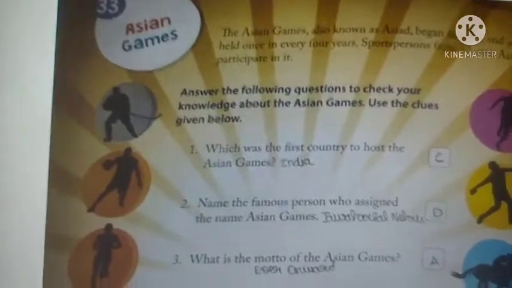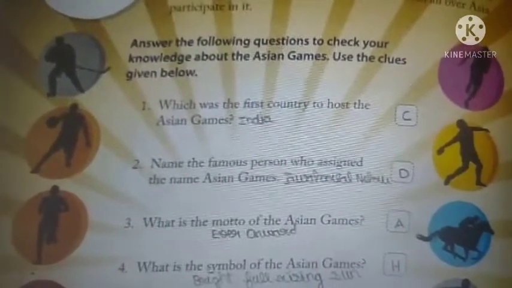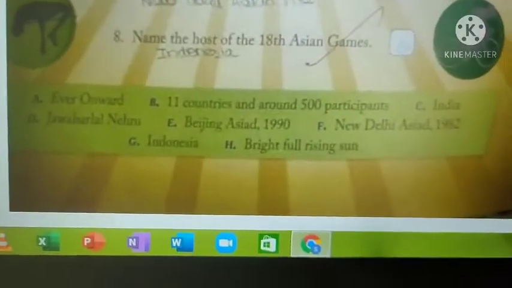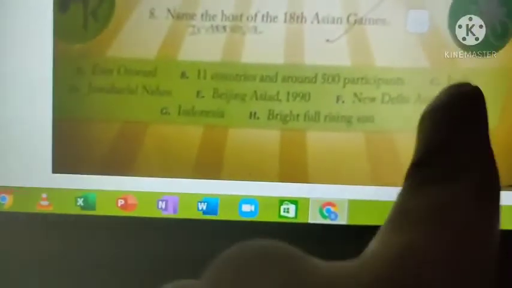Chapter number 33. Asian Games. First one. Which was the first Asian country to hold the Asian Games? It is India. India was the first Asian country to hold the Asian Games. Option C. Options will be given below. Refer to this and write it correctly. Write option C in that box.